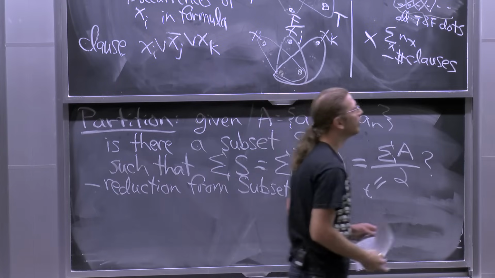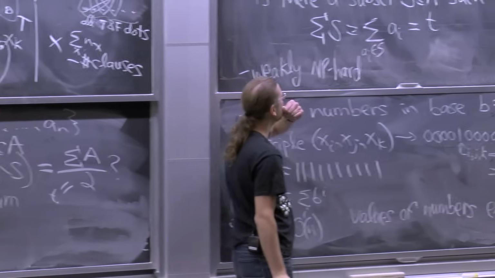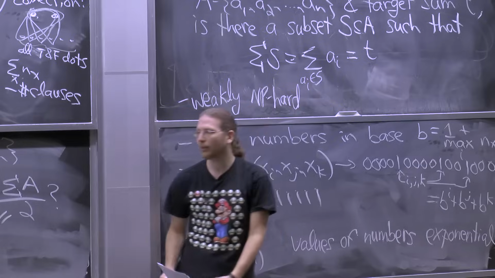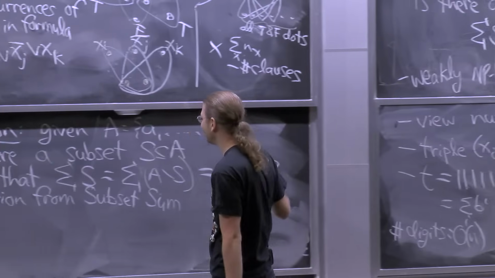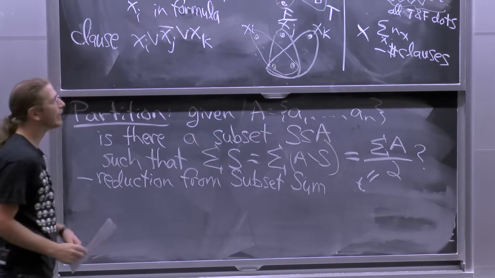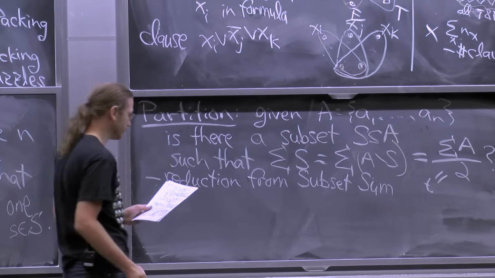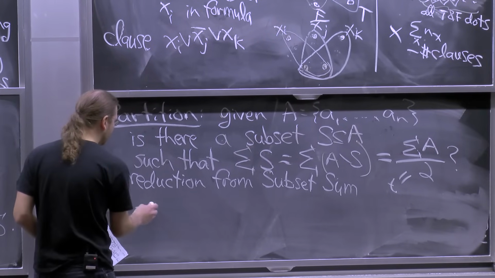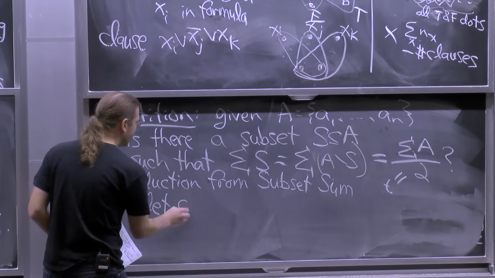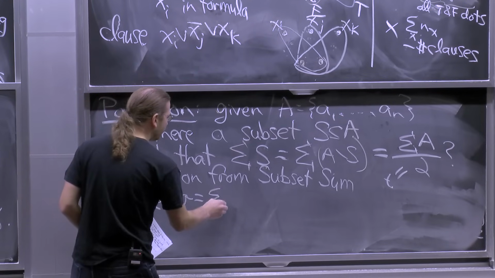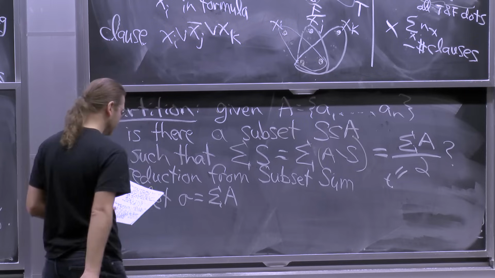So I'm given a bunch of a_i's. I'm not going to touch them. And I'm given a target sum t. And I basically want to make that target sum into this half. To do that, I'm going to add two numbers to my set. So I'm going to let sigma be the sum of the given a's.